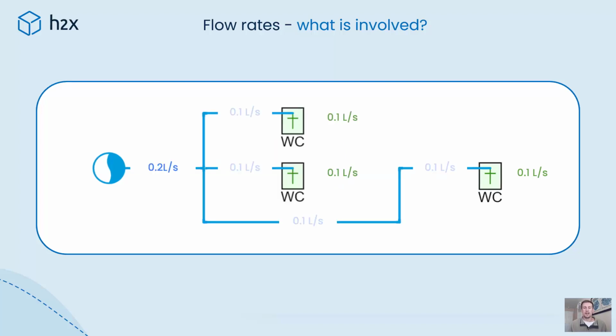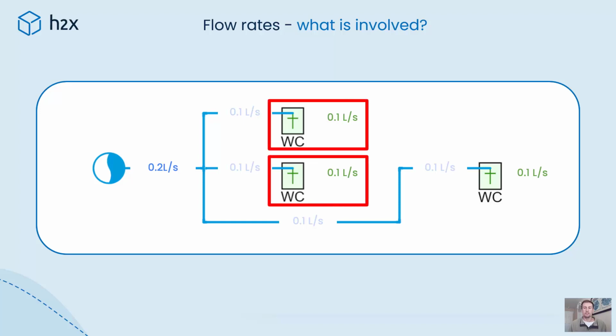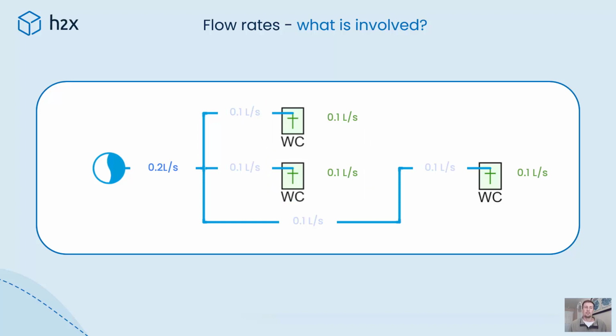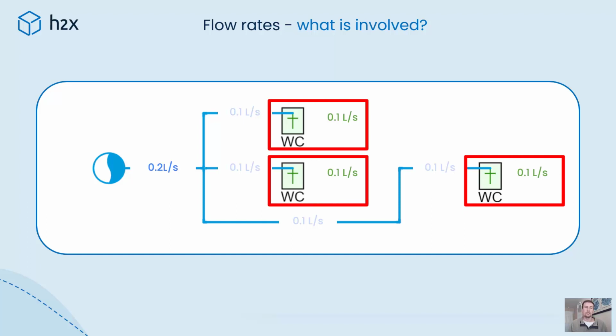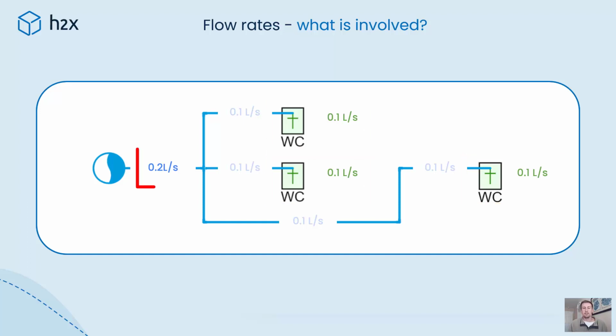But it isn't always a direct sum. So as you add more fixtures, like we have here, the flow rate will increase, but it's not linear. A probability is applied. So we have 3 fixtures, all at 0.1 litres per second, but combined, the pipe is only sized for 0.2 litres per second. And this is called a peak demand. It's essentially saying out of these 3 fixtures, the probability is that only 2 will run at once, so we are going to size just for that 2 to run at once.